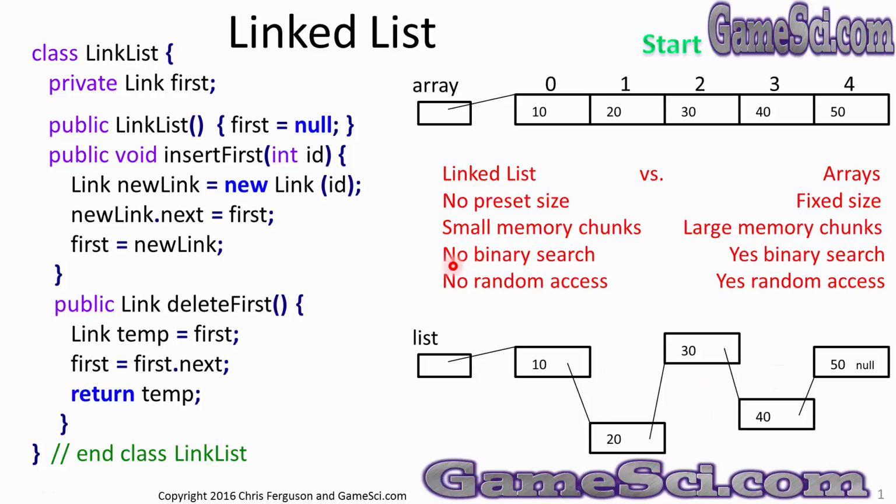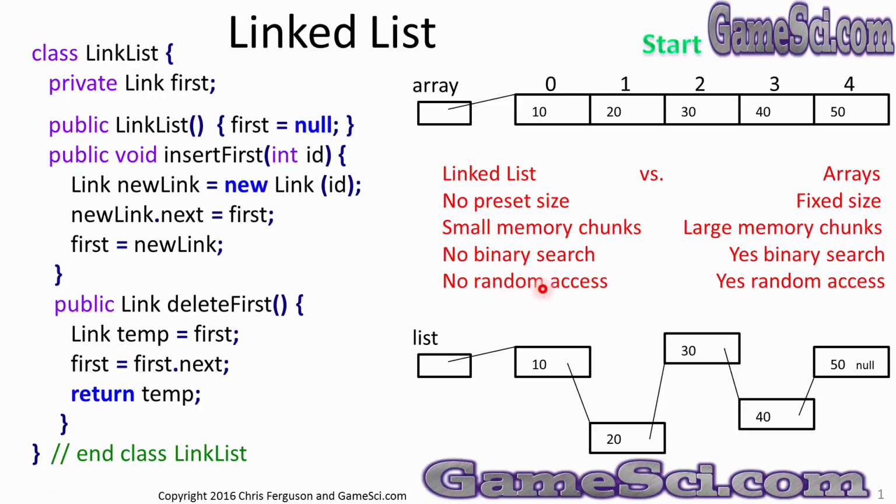No binary search. You cannot do a binary search on a linked list. You can't go to the middle and start searching from there. Whereas an array, you can start in the middle. You could say go to the middle, and if it's less than this, go to that side. If it's greater than, go to this side. No binary search for a linked list. Yes on binary search for an array.